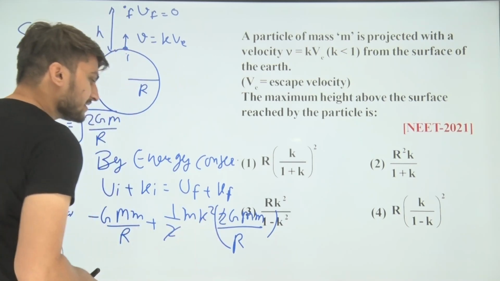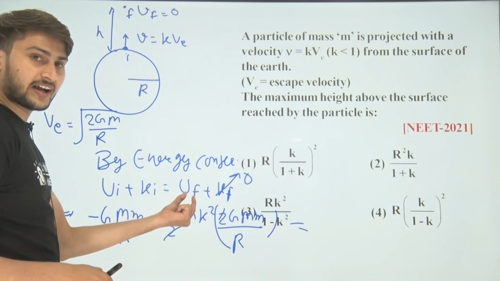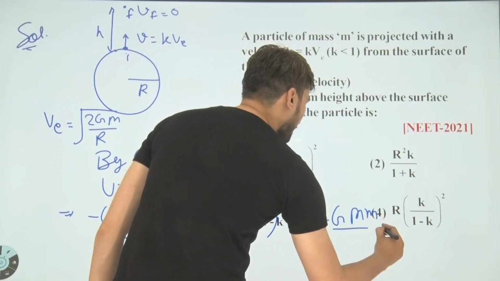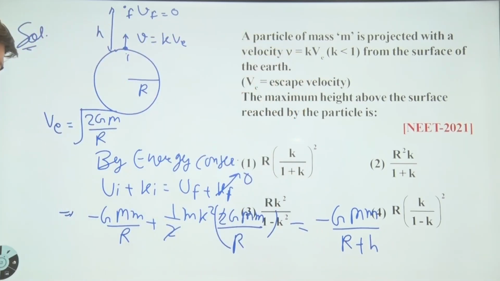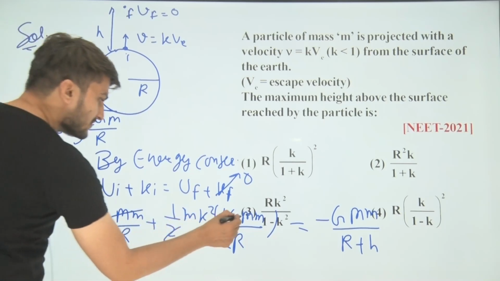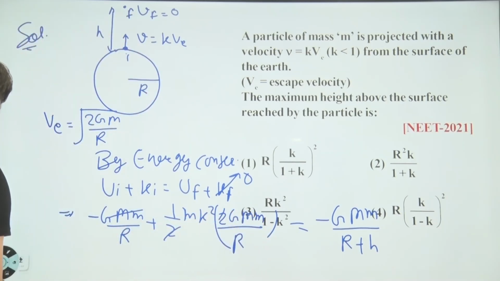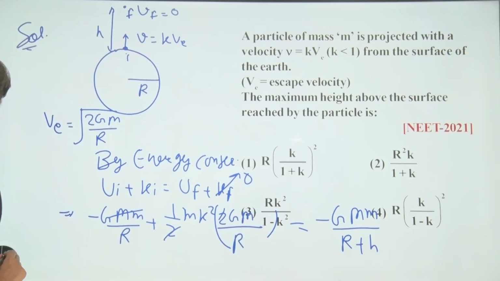Now, the 2 we have cancelled, and the final kinetic energy should be 0. So this one is 0, and the final potential energy comes as minus GMm upon R plus h. Now students, here the G is not m, this one is GM by 2.